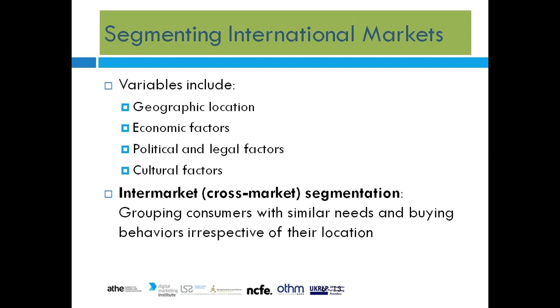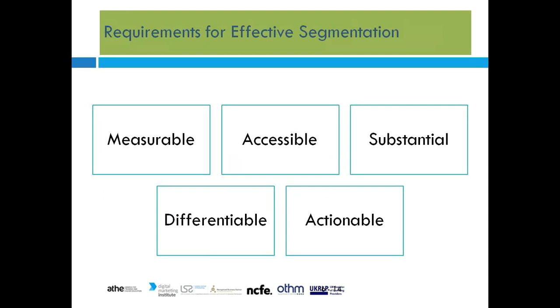So intermarket or cross-market segmentation is grouping consumers with similar needs and buying behavior, regardless of their location. Now, the requirements for effective segmentation. Like we discussed with SMART objectives, they need to be specific, measurable, achievable and realistic. When we do effective segmentation, we need to look at the segment we are making. Is it measurable? We can measure it in terms of how many people, how much need or want, or how much demand there will be.